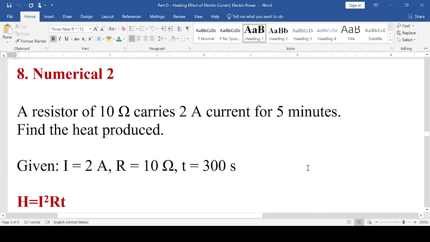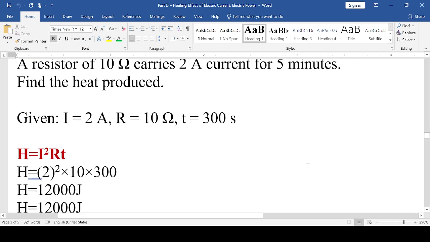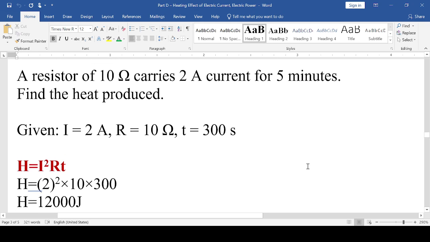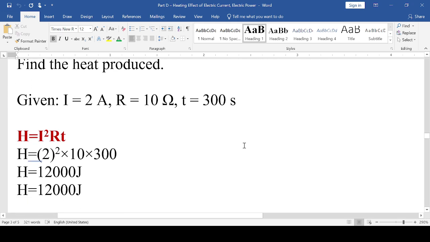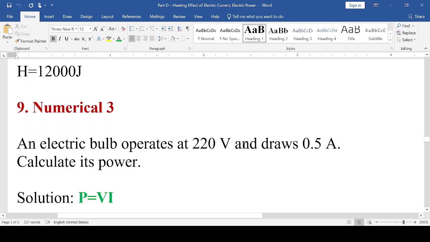Second numerical. You have a resistor of 10 ohms which is carrying 2 amperes current for 5 minutes. How much is the heat produced? Earlier we have discussed the heat formula. After writing the given from the question, I is 2 amperes, R is 10 ohms and T is 5 minutes. Convert into seconds, 300 seconds, 5 times 60. So H will be equal to I square RT. Put the values over here. You will get the heat produced is 12,000 joules.